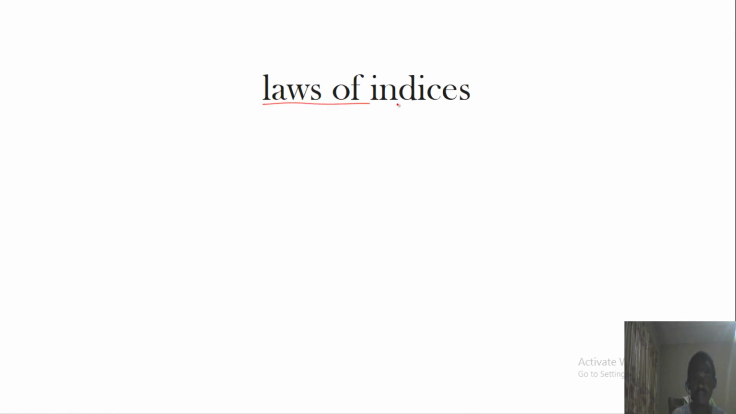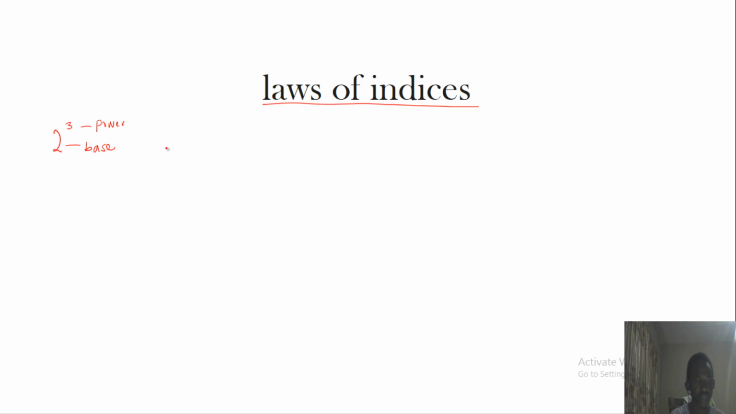Morning, we're going to be talking about laws of indices. That's what we're going to be discussing today. You need to understand that when you have something like this in the laws of indices, we call this the base, and we call this the power.